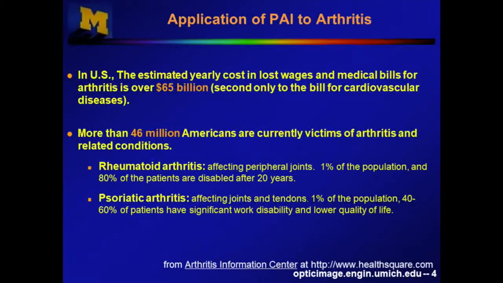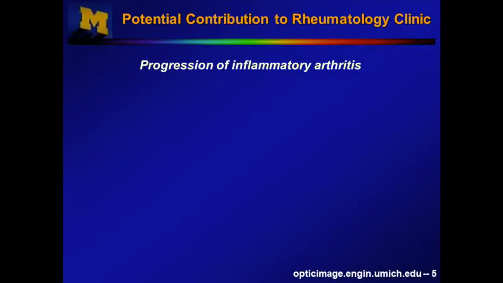One type of arthritis is called rheumatoid arthritis. It hits the human finger joints, the peripheral joints. Another one is called psoriatic arthritis. It's not only hitting the joints, but also the tendons. So how can photoacoustic potentially contribute to the rheumatology clinic?